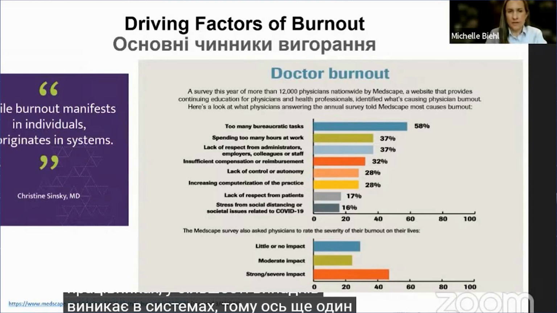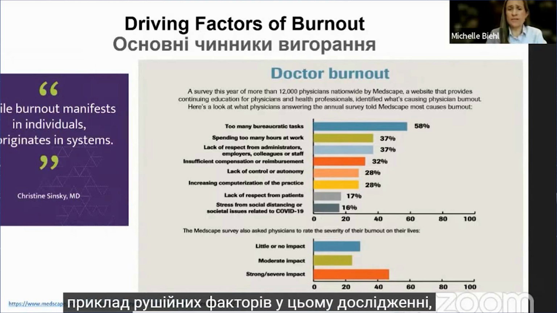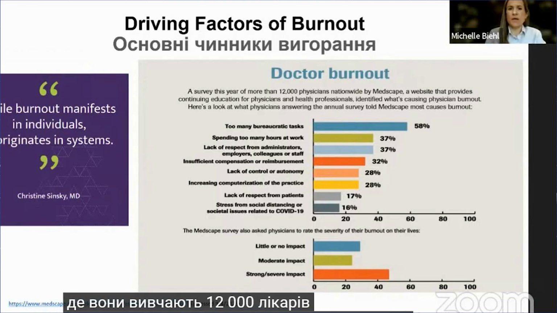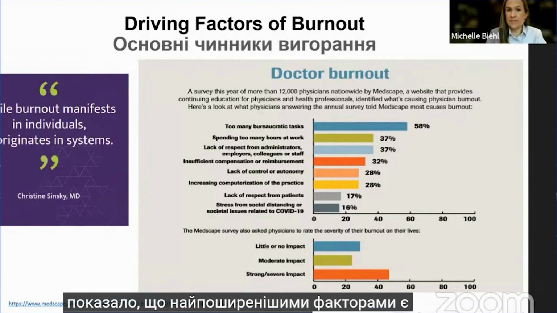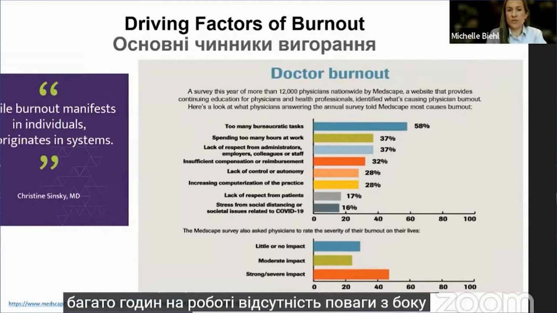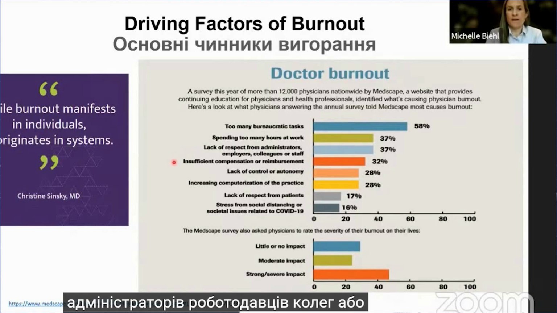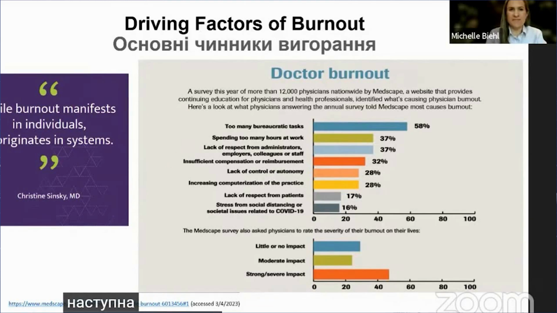Here is another example of driving factors, in this study where they studied 12,000 physicians nationwide, also by Medscape. It showed that the most common drivers are too many bureaucratic tasks, spending too many hours at work, and lack of respect from administrators, employers, colleagues, or staff, among others. Next slide, please.